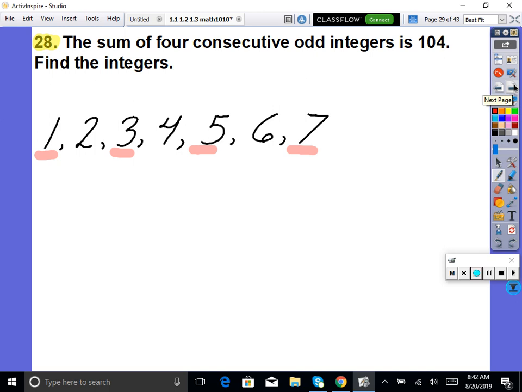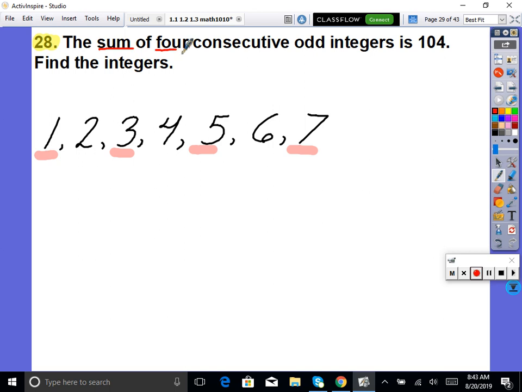Okay, write this one down. It says the sum of 4 consecutive odd integers is 104. Find the integers. So first of all, I want to remind you of something. This 1, 2, 3, 4, 5, 6, 7 is just trying to help you see what this means. Okay? So it says the sum, that means addition.